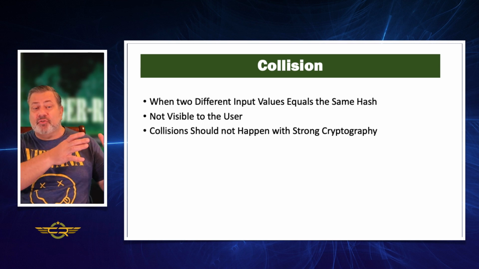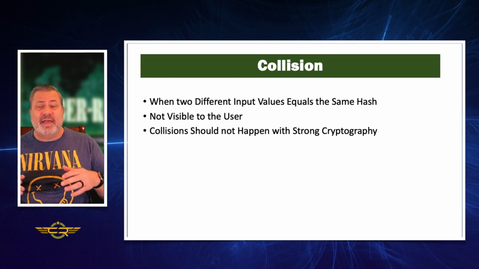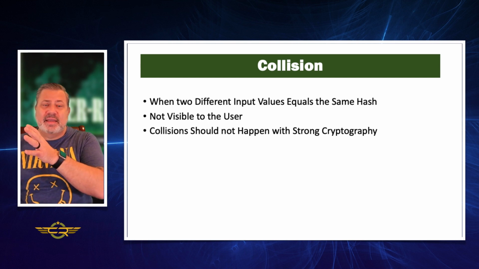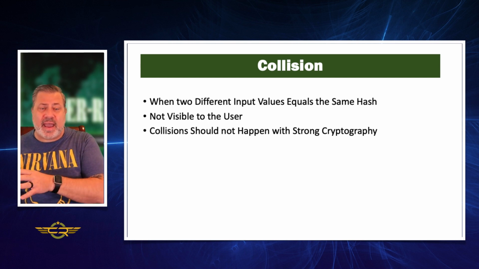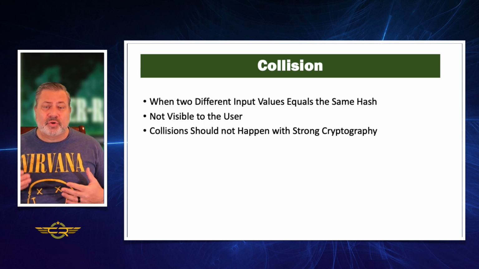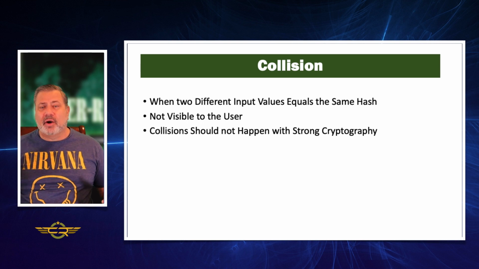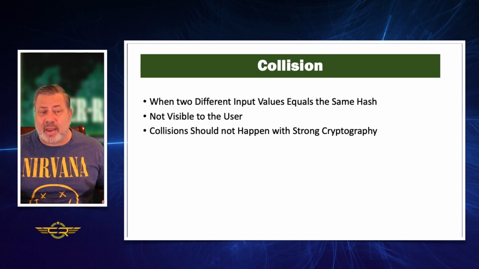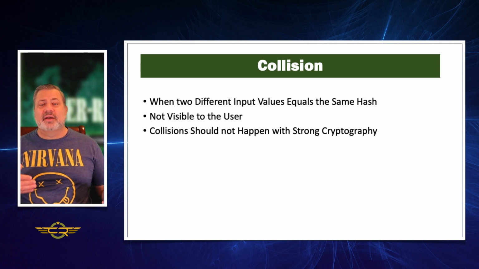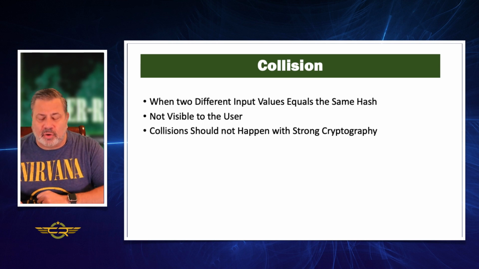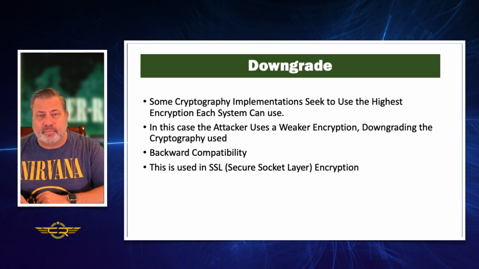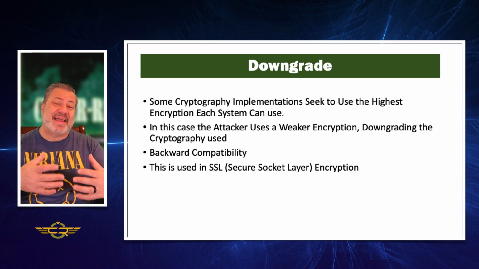When we have different values in plain text that equal an exact match on a hash, that's called a collision, and that's what you need to know. 2 different plain text values that are hashed and result in the same hash value is a collision, and it shouldn't happen with strong encryption algorithms. Another thing we need to worry about is downgrading.